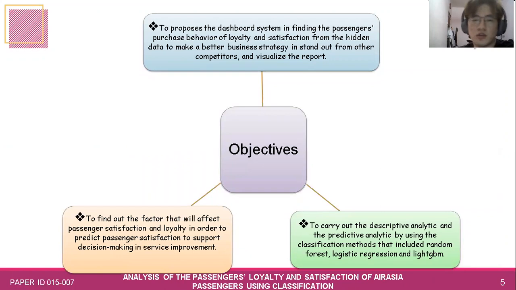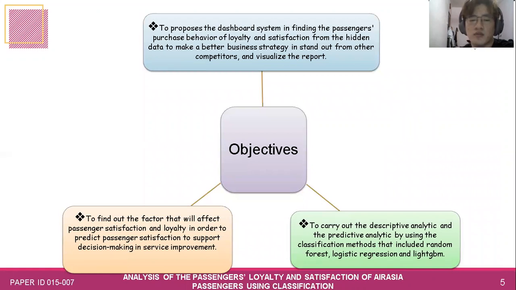So let's see the objectives. The first objective is to propose a dashboard system for finding the passenger purchase behavior of loyalty and satisfaction from the data, to make a better business strategy than other competitors, and to visualize the report.